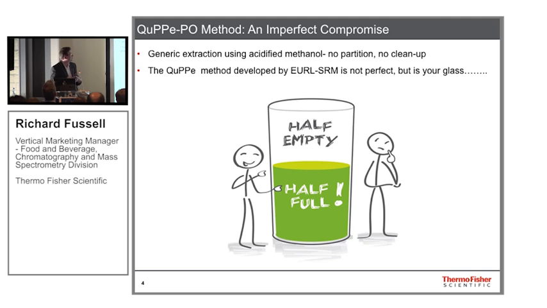So going back to the QuPPe method. This is the QuPPe method for samples of plant origin. We know that it's a very generic extraction using acidified methanol. There's no partition, there's no cleanup. The method was developed by the EURL for single residue methods in Stuttgart. And we know it's not a perfect method, but I think it depends on your view. So either we say in the UK that the glass is half empty or it's half full.